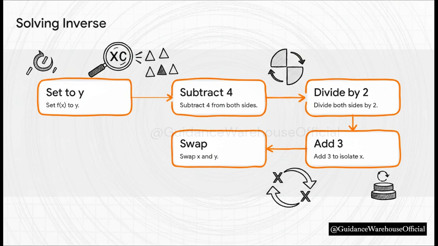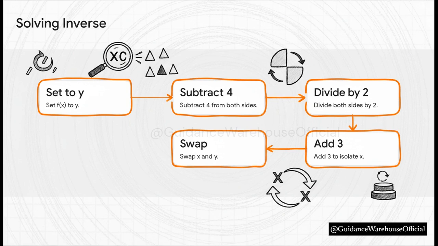Let's power through one more slightly trickier algebraic example just to cement this. Here we have f of x equals 2 times the quantity x minus 3 plus 4. Okay, let's solve for x. First, set it to y. Then, subtract 4 from both sides. Next up, we divide both sides by 2, which leaves us with x minus 3. Finally, we add 3 to both sides to get x entirely by itself. So, x equals (y minus 4) divided by 2 plus 3.